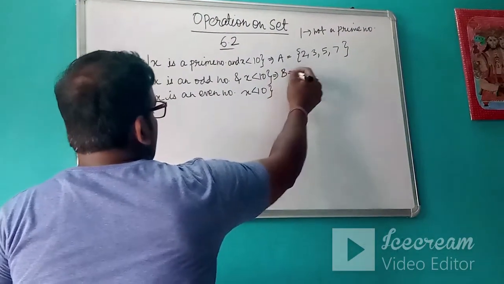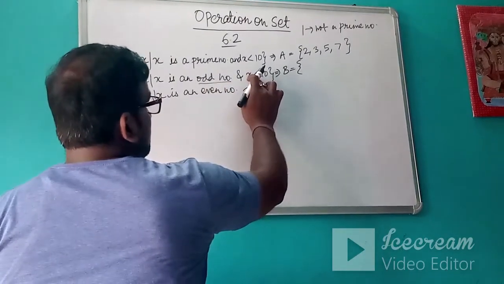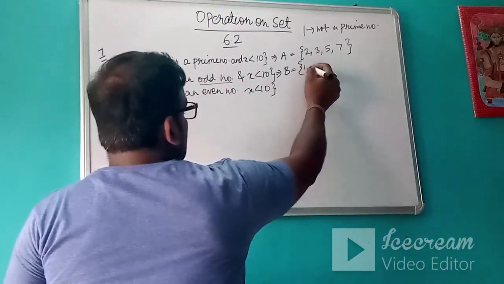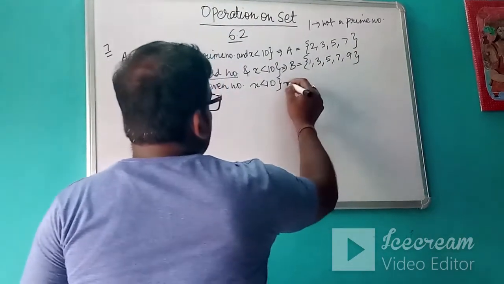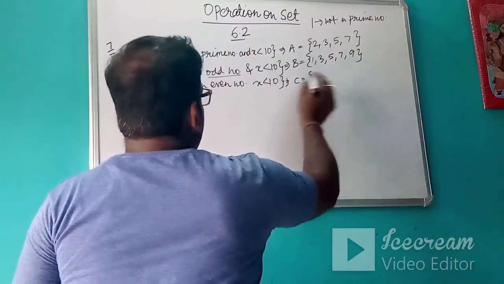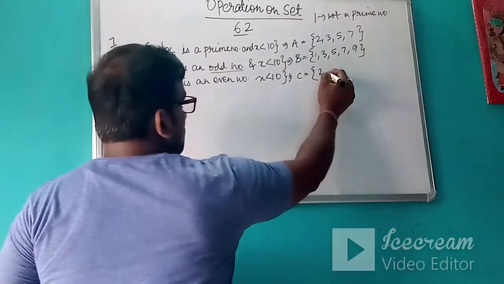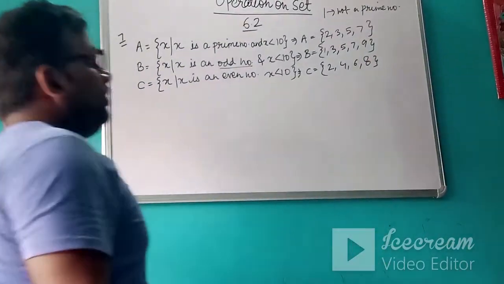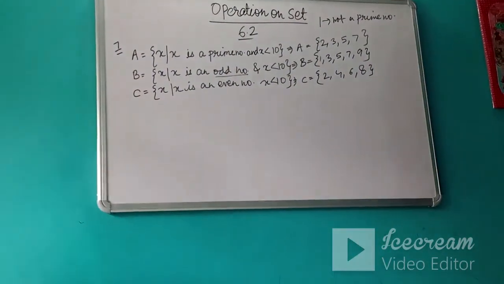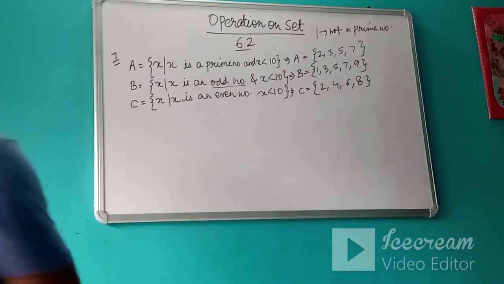Then we will write set B, all the odd numbers which are less than 10. That means 1, 3, 5, 7, 9. Then set C is the even numbers which are less than 10. So 2, 4, 6, 8. Now we have written all the three sets in the roster form. Now we will start solving.